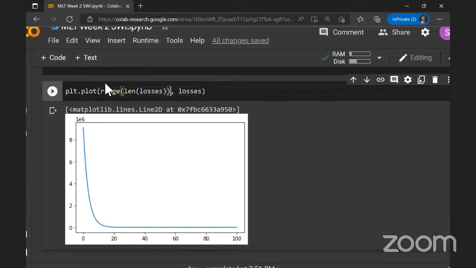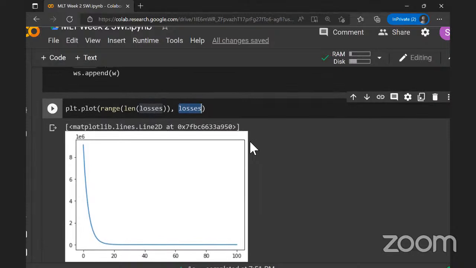So this represents the number of iterations that you have taken, and this list represents the value of the loss after each iteration, and this is how it looks. So it is continuously decreasing. Okay, does it make sense?